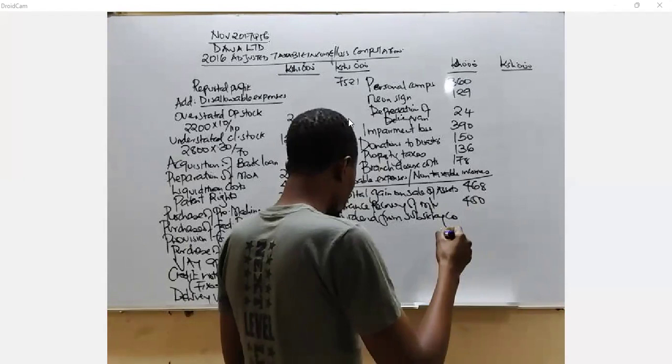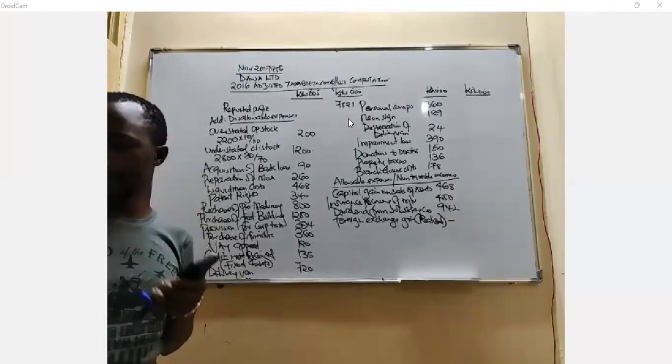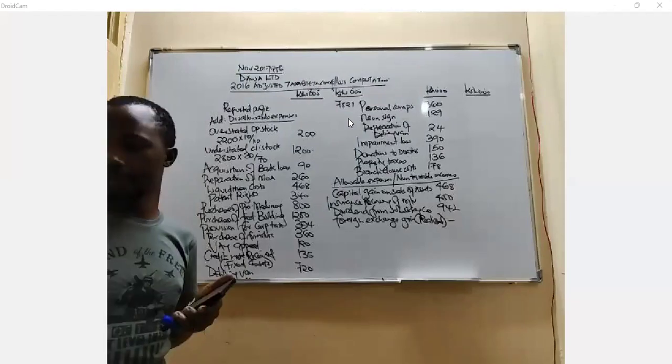The other one is the foreign exchange gain. Student, I said here that if it says it is realized, it means it was a taxable income.